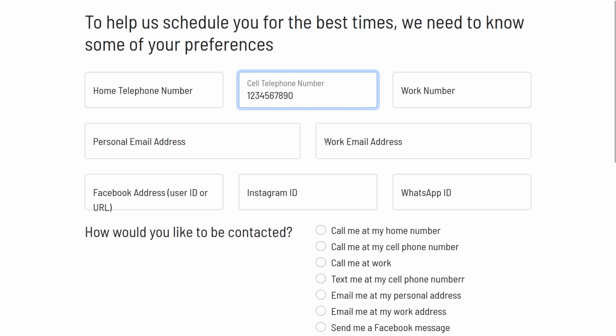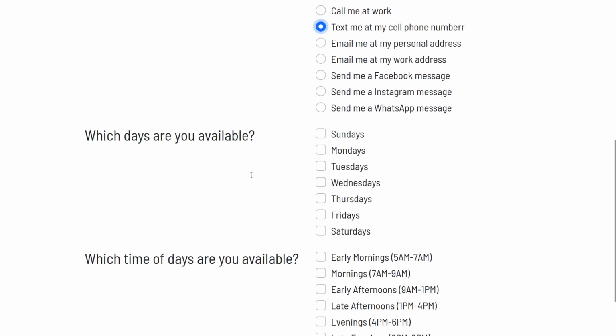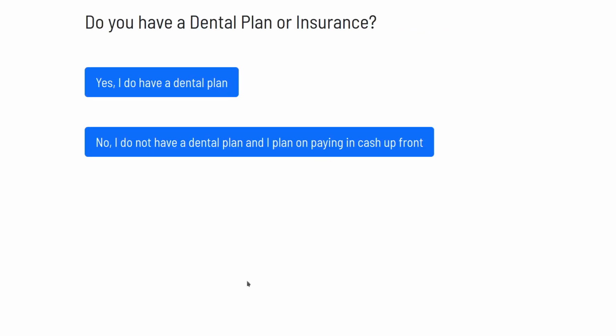And then which of the numbers, so we can get all of their numbers and then find out, okay, they actually like to be text message each time. So, all right. And then when are they available? So they can get a preference on which days and then at what times.